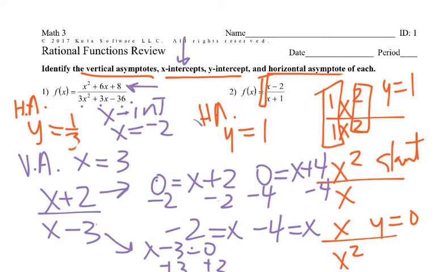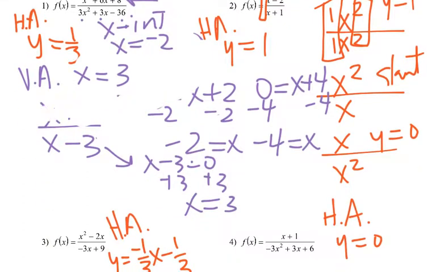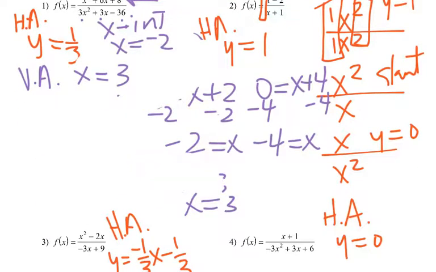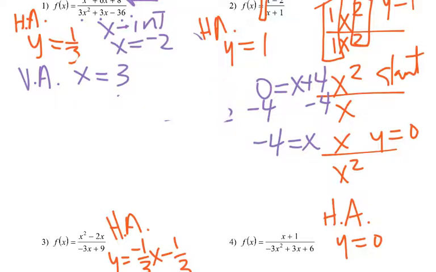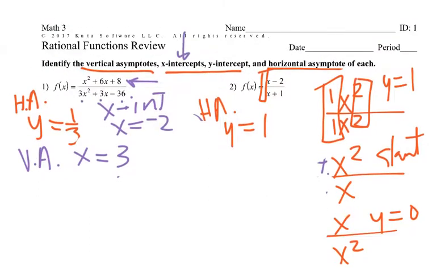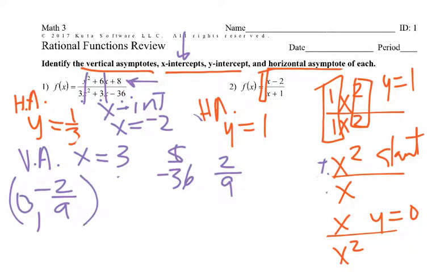Okay? Now to find the last one, the y-intercept, we would just plug 0 in for x in the whole thing. So that would eliminate all these x terms. So we'd have 8 over -36, which we could reduce, if we divide by 4, to -2/9. So -2/9 would be our y-intercept.